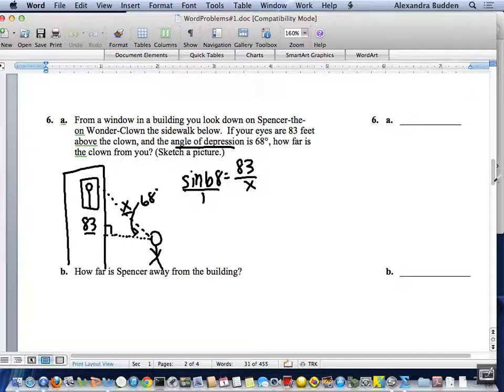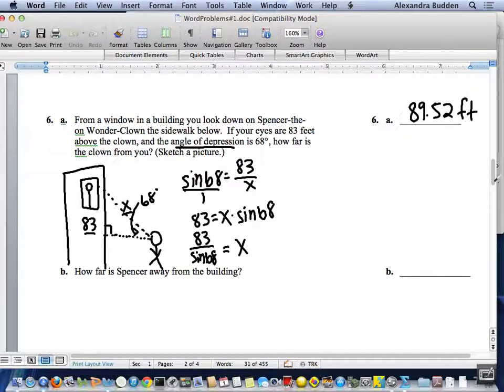I need to use the cross products property here. So I get 83 is equal to x multiplied by the sine of 68. Divide by the sine of 68. I get x equals 83 over the sine of 68. If I put that in my calculator, I get 89.52 feet. It's very important that you put feet so I know what units you're talking about. So that was A.